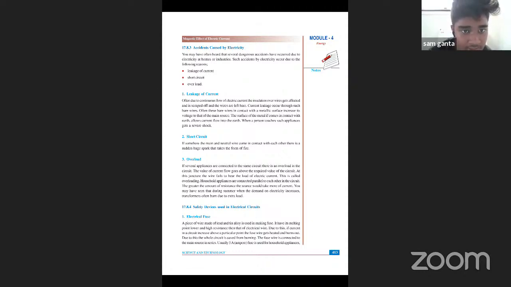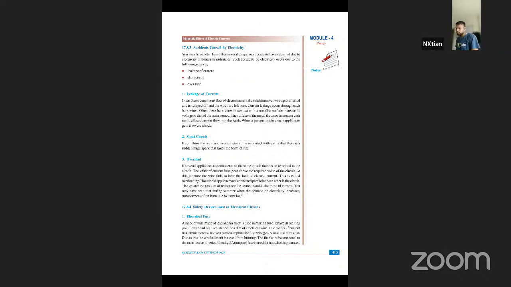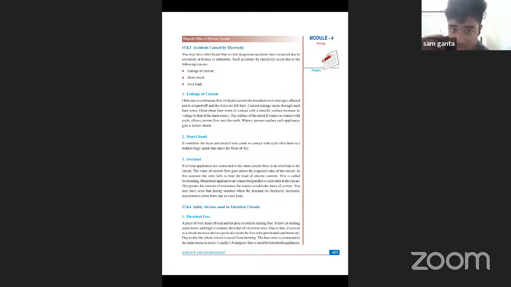You may have often heard that several dangerous accidents have occurred due to electricity at home or industries. Such accidents by electricity occur due to the following reasons: leakage of current, short circuit, overload. Leakage of current: often due to continuous flow of electric current, the insulation over wires gets affected and cracks off, and the wires are left bare. Current leakage occurs through such bare wires. Often these bare wires are in contact with a metallic surface.